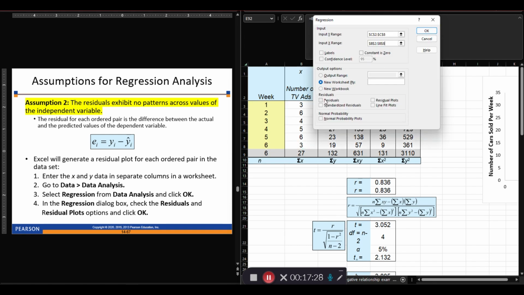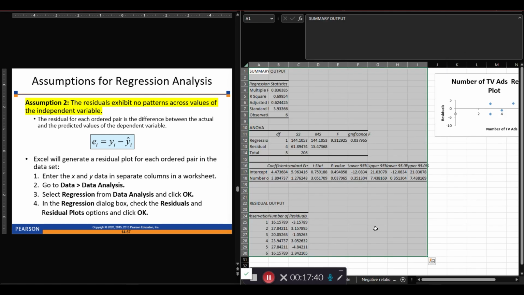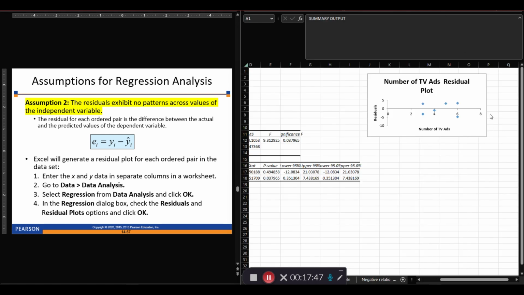And then here, we're going to check the residual plots, right? And let's put that in a new sheet. We have to check the labels, and we click OK. So what is this residual plot?